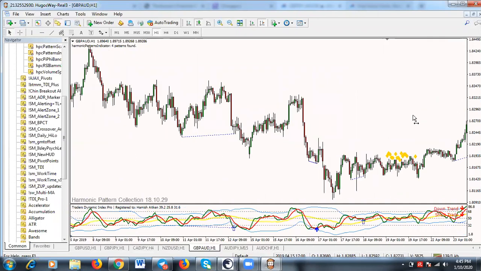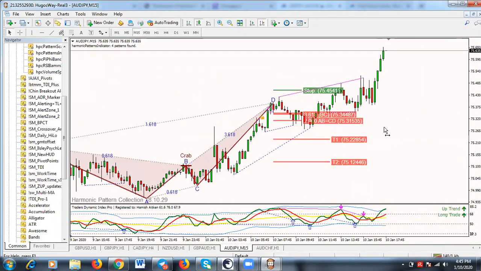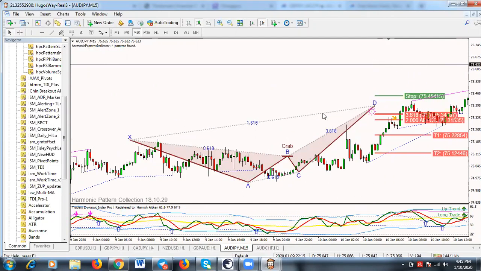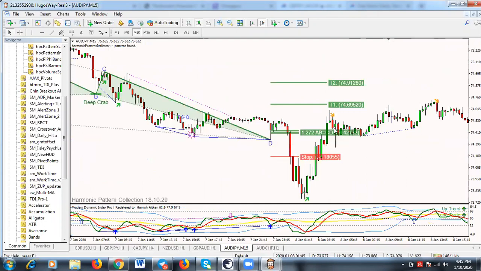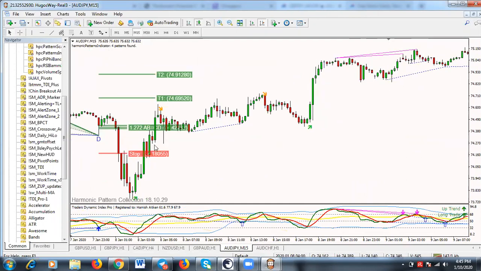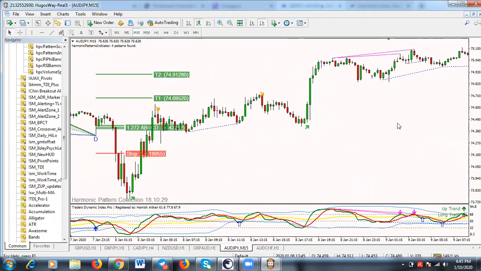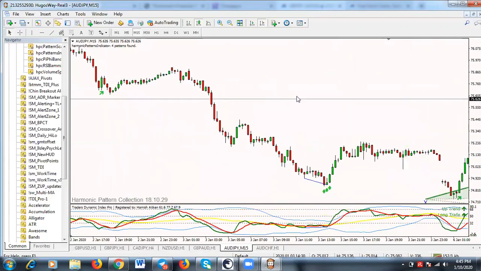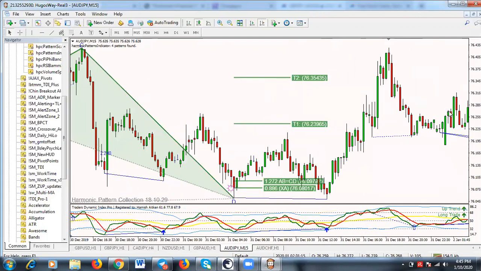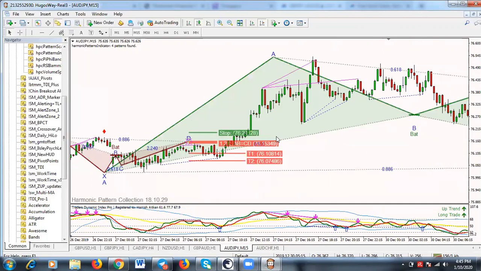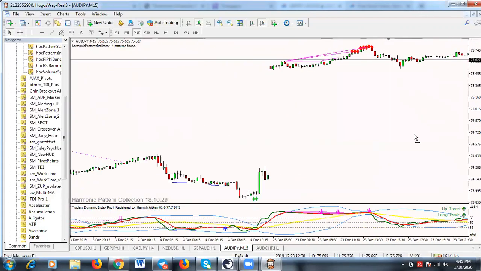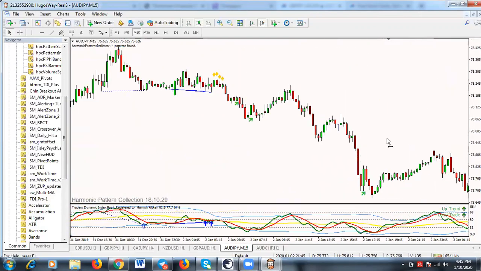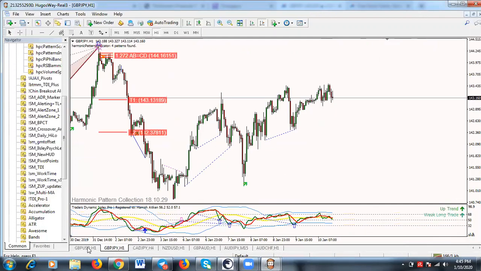All right, let's check another pair. You can see this one didn't play out, but that doesn't mean the setup is invalid. It could still be valid. You can see that at the end of the day it was fulfilled. It may just have been an extended stop hunt, or news, or something fundamental. But the important thing you're going to learn today is how you can confirm trade setups from the harmonic scanner. So let's go right into it.